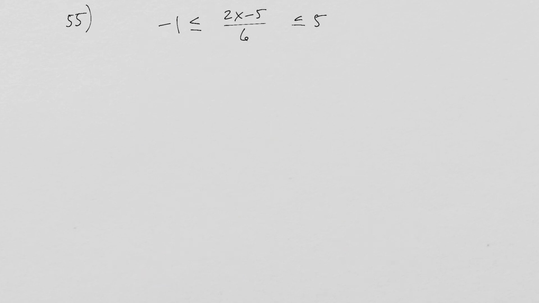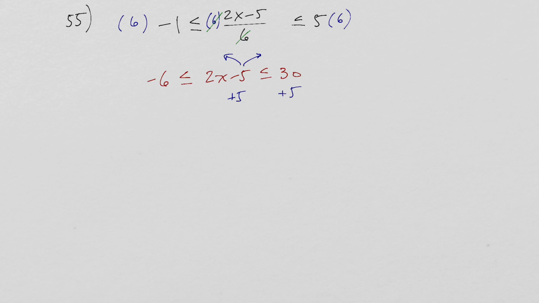Okay, for number 55, the first thing I want to do is get rid of this fraction here. So I'm going to multiply by 6. It means I have to multiply each of the sections by positive 6. So I multiply this by 6, this by 6, and this by 6. And over here they cancel. On the left, 6 times negative 1 is a negative 6. We have a 2x minus 5. 5 times 6 is 30. So now I'll move the negative 5 to each side by adding that to each section.